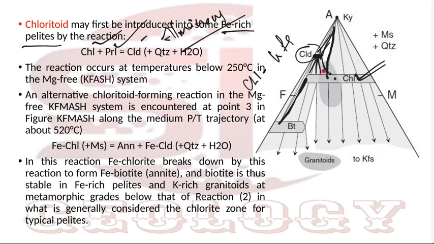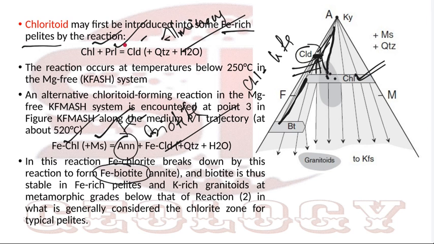So this chlorite reacts with pyrophyllite and forms the chloritoid. Apart from that, chlorite can also react with muscovite and can give annite. What is annite? It is a biotite. Basically, in this reaction, chlorite breaks down to form Fe-biotite. Annite is a Fe-rich biotite.